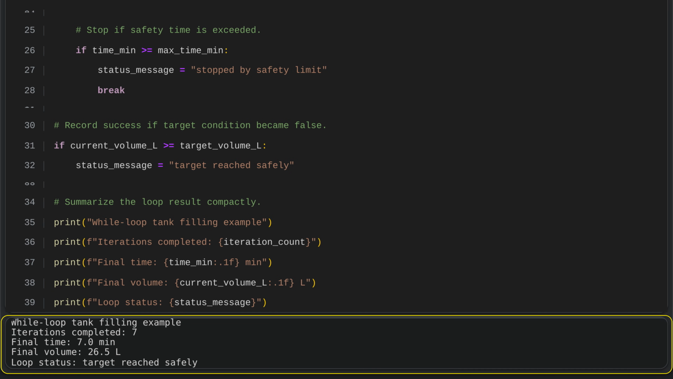This script uses a while loop to model filling a water tank from 2 liters toward a target of 25 liters. Each minute, the volume increases by 3.5 liters, and the loop tracks both time and progress. It reports success if the target is reached within 10 minutes, or stops if the safety time limit is exceeded. The final output summarizes the number of loop iterations, elapsed time, final volume, and whether the target was reached.